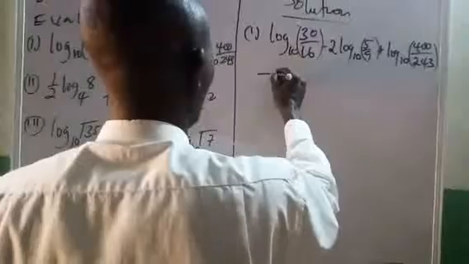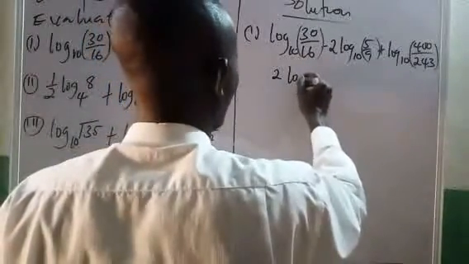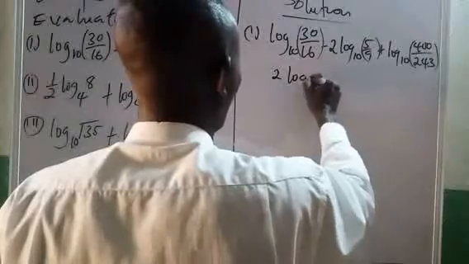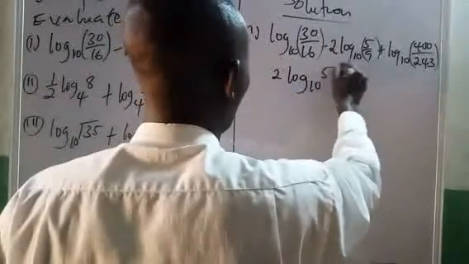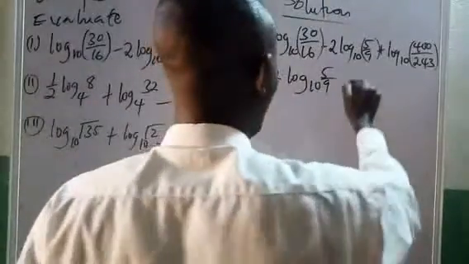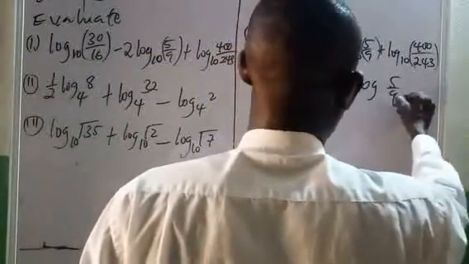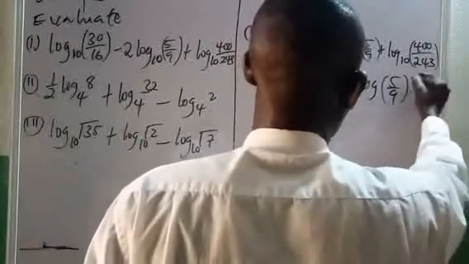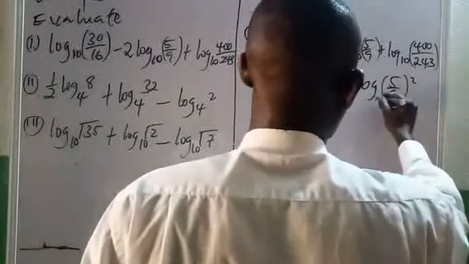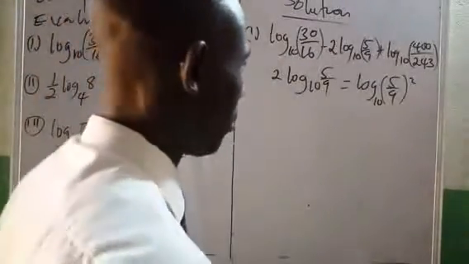Record that minus 2 log 5 over 9 is the same thing as log (5 over 9) all squared, base 10, according to the third law.